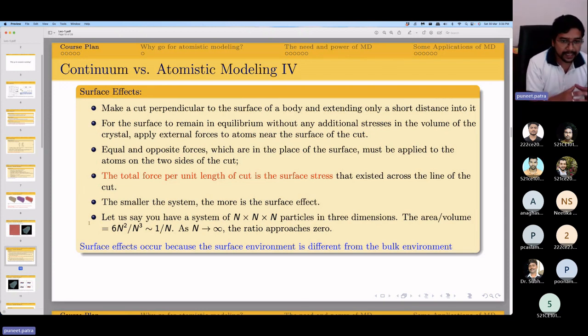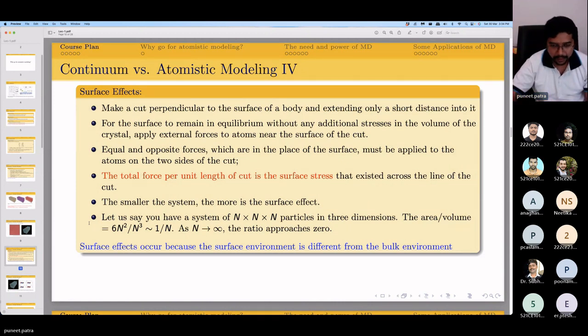Well, you can imagine, let us say you have a cubical system of n by n by n particles. So in essence, you have n cube number of particles. Now in this cube, there are 6 faces, and on each face you would have n square number of particles. So overall, the number of atoms present on the surface is 6n square, and the number of atoms present in the entire bulk, in the entire volume, is n cube. So as you can see, the area to volume ratio decreases as 1 by n. And as n tends to infinity, the surface effect decreases.